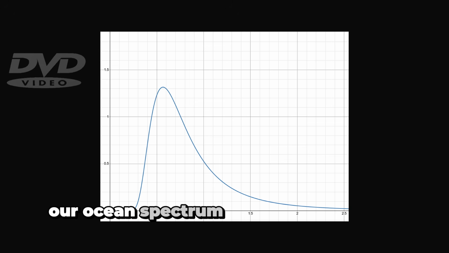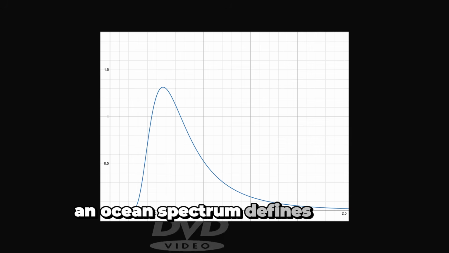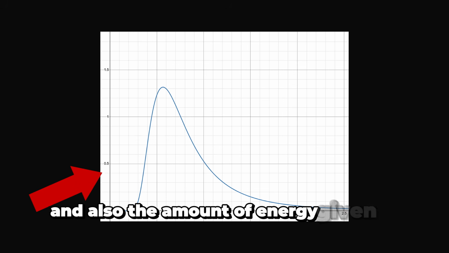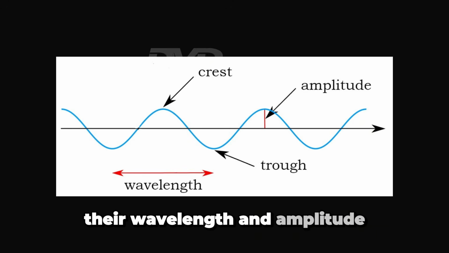Our ocean spectrum is going to be what defines our entire ocean. Different ocean spectrums will give vastly different oceans. An ocean spectrum defines all the frequencies our ocean has within it, and also the amount of energy given to each of those frequencies. Typically, when you construct an ocean, you think of waves as how wide and tall they are, or to be more precise, their wavelength and amplitude. This way of thinking of the ocean is standard and makes the most sense to us.